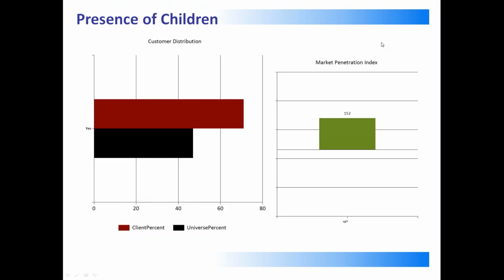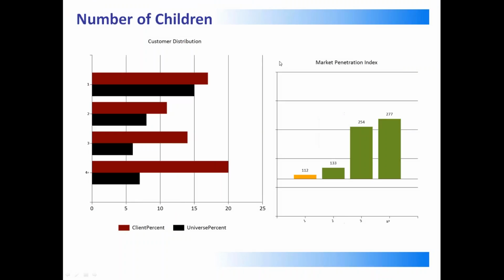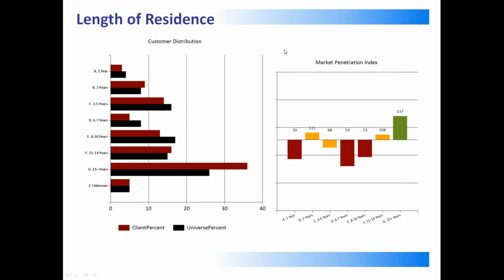By presence of children, we're seeing that 3/4 of them have kids in the house, and that they're 1.5 times more likely than average, with an index of 152, to have children in the home. When we're looking at number of children, more is better. We're seeing roughly 1/5 of the households have 4 or more children, and that they're indexing at 277. So once you get over 3, they're basically 2.5 to 3 times more likely than average to have 3+ children in the household.